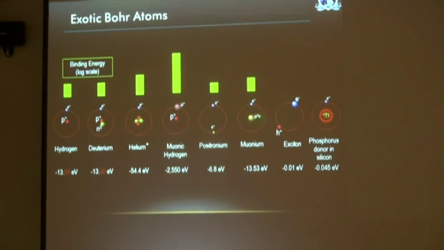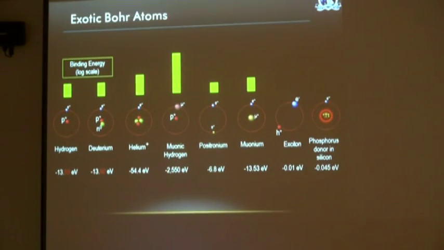Muonium is a positive muon, sorry, an anti-negative muon with an electron around it. And here even is an exciton. I'll come back to that in a moment. This is something that exists in a silicon crystal in electronics. And finally, the big one, the phosphorus donor in silicon, which I'm going to talk about at some length.